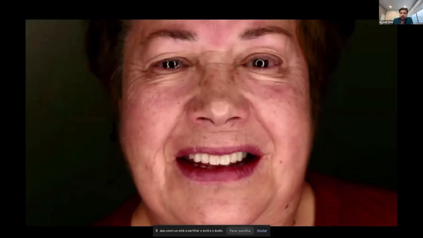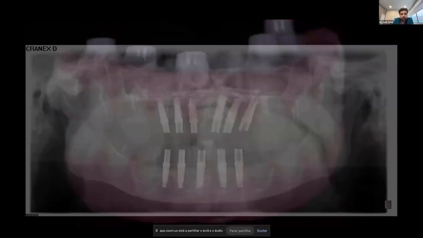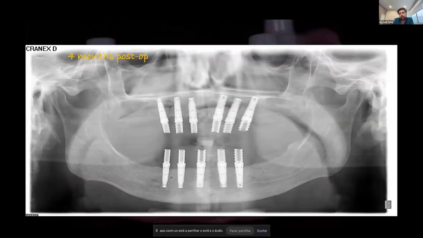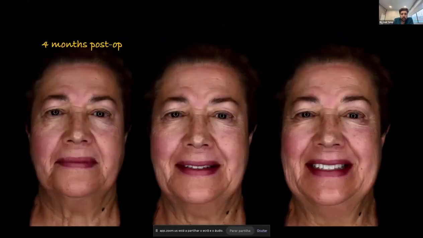By doing so, on the day of the surgery, this was the situation of the patient immediately after the surgery, still numb, but very happy, as you can see. And this is after 4 months. On the 4 months post-op, this is the X-ray when we were finally removing the provisional restoration. This was how the provisional restoration was looking on her.